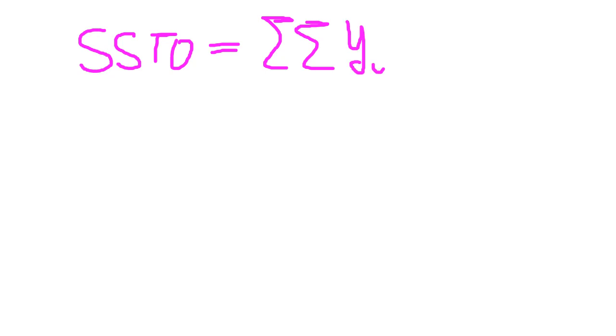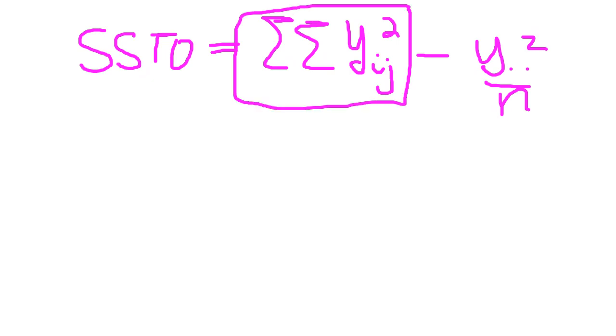It's Yij, right? You square the given information, right? Minus y dot dot squared over n. So what is your question, my sister? Which part? I was saying this part there, double summation y ij squared. Let's do it with the unbalanced example.